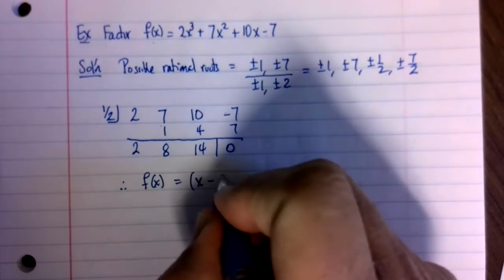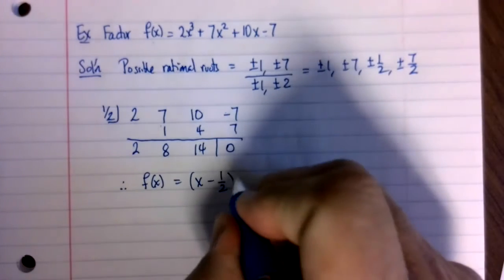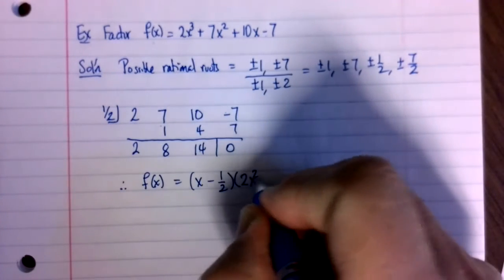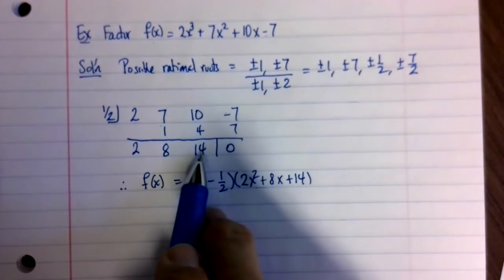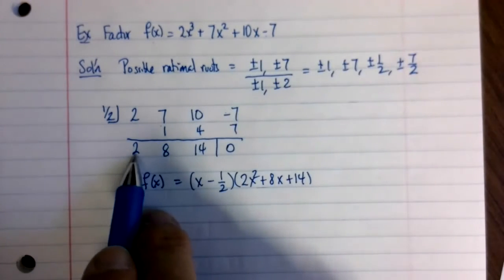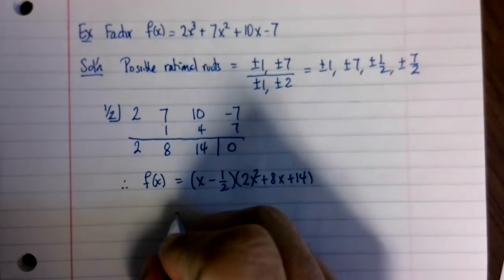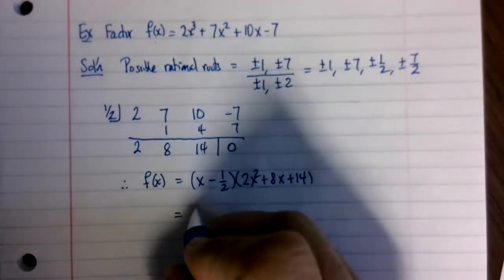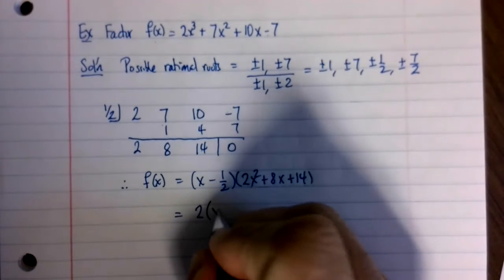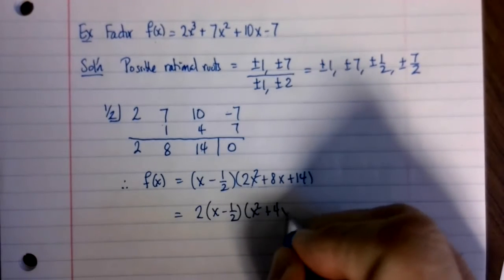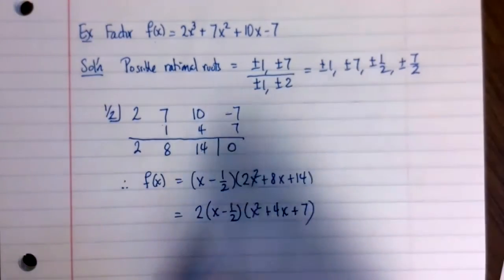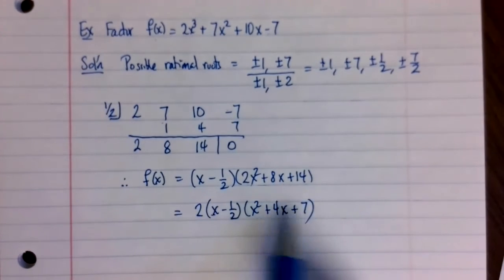And furthermore, this gives us a partial factorization: x minus 1/2, and then 2x squared plus 8x plus 14. 14 is the constant term, 8 is the linear term, 2 is the quadratic term. All right, we can do a little bit better than this because I can pull a 2 out: 2 times x minus 1/2, then x squared plus 4x plus 7. And so I've got a linear and now a quadratic.